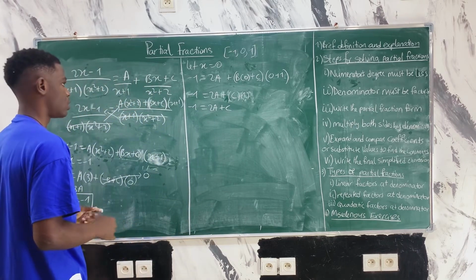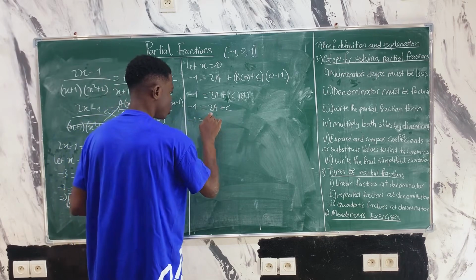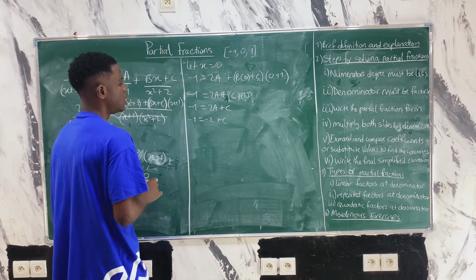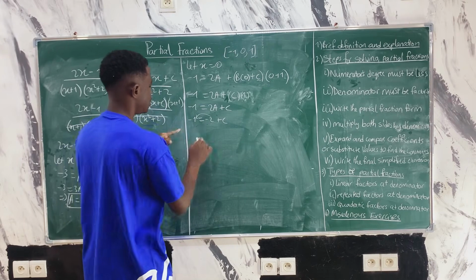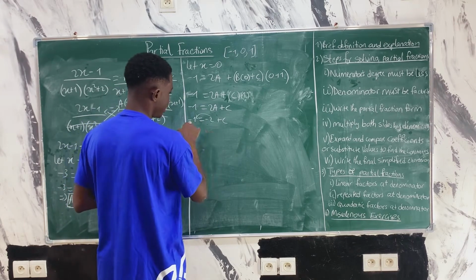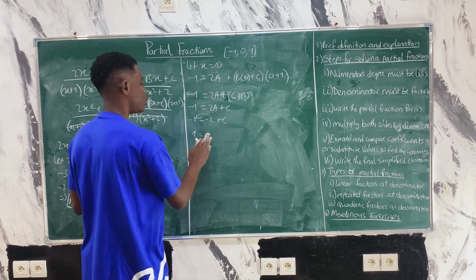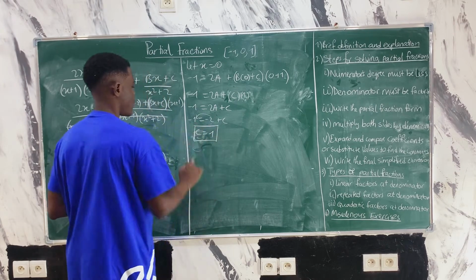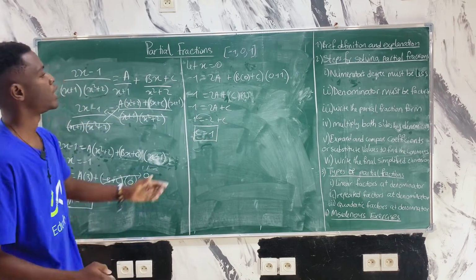I've had my a to be minus 1, so I can replace a here by minus 1. I have minus 1 is equal to 2 times minus 1 is minus 2 plus c. Now when I bring this minus 2 to the other side, I'll have minus 1 plus 2 is 1 is equal to c, or c equals 1. I choose to put it in this form, c equals 1. So I have my value of a as minus 1, c to be 1.